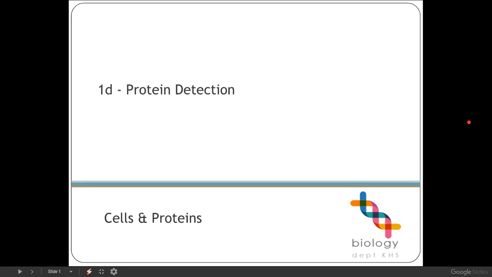Hello and welcome to this lesson for Advanced Higher Biology. This one is looking at Unit 1, Key Area 1. We're on laboratory techniques for biologists, and specifically we're looking at Key Area 1D, protein detection.